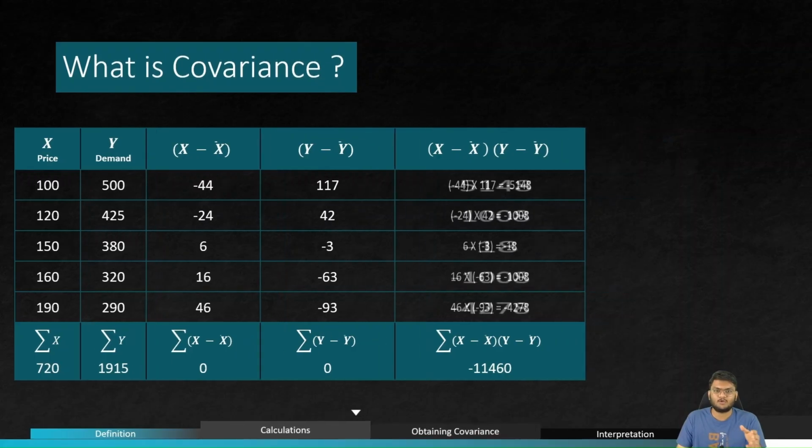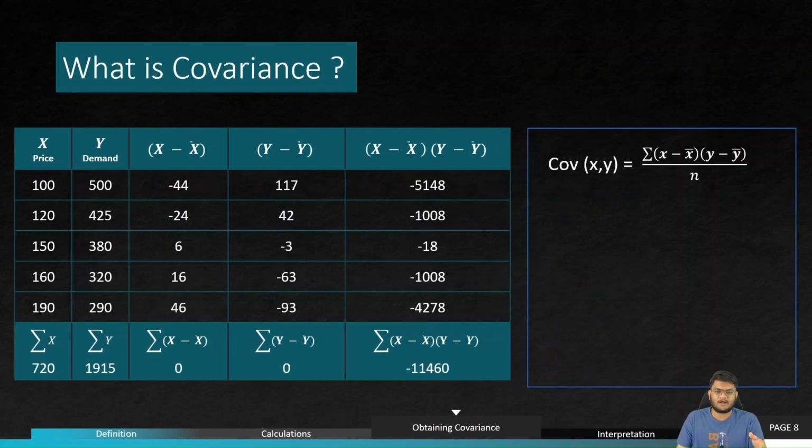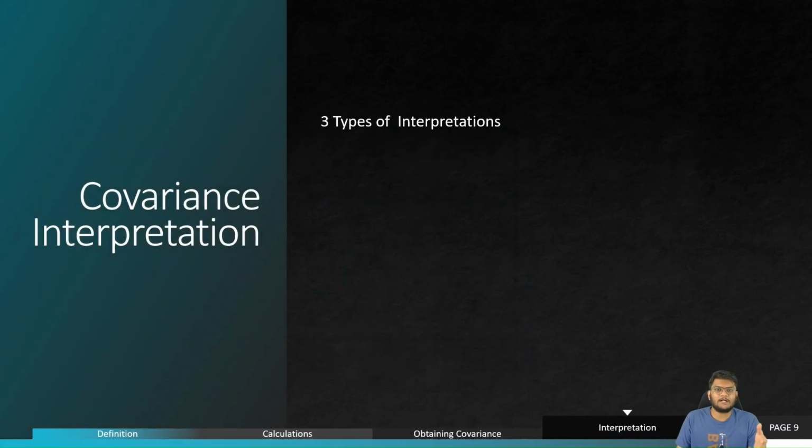So let's obtain covariance. Covariance of xy is equal to sigma x minus x bar into y minus y bar divided by n. Sigma x minus x bar into y minus y bar is minus 11,460 and number of observations are 5. So the answer will be minus 2,292. Here the value is negative, which indicates there is a negative relationship between two variables. Now let's see how to interpret covariance.